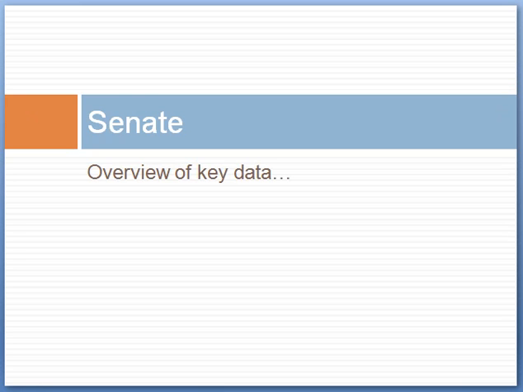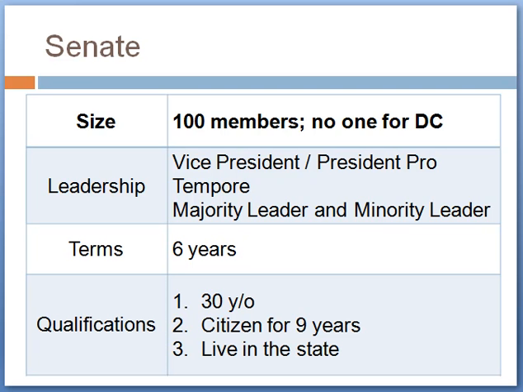Senate is a little different. You'll remember from our study of the Great Compromise. So here you go. The Senate is, again, 100 members. There is nobody from the District of Columbia. They get their representation in the House as the delegate.